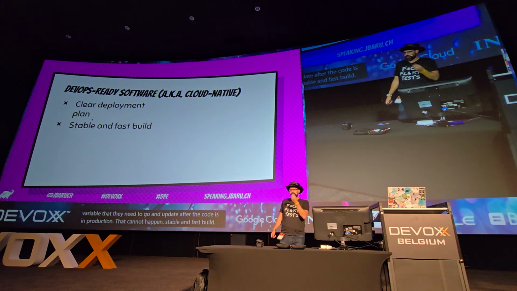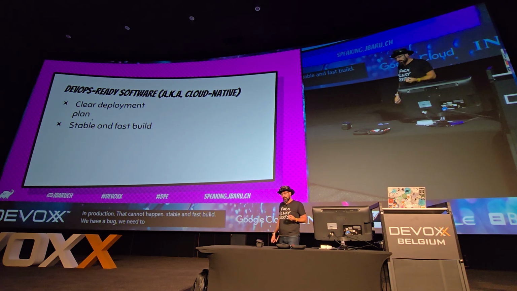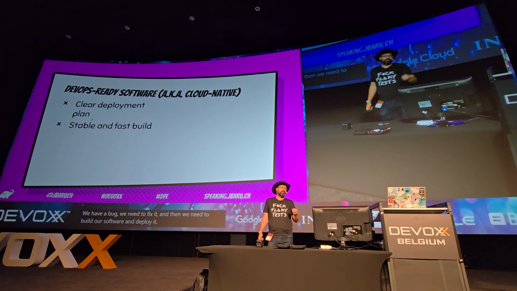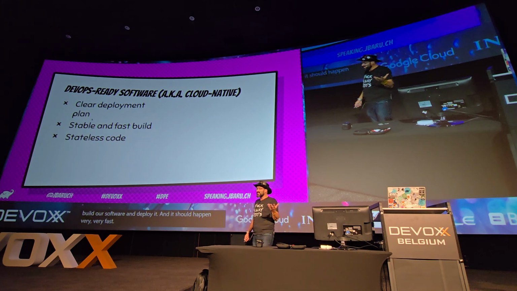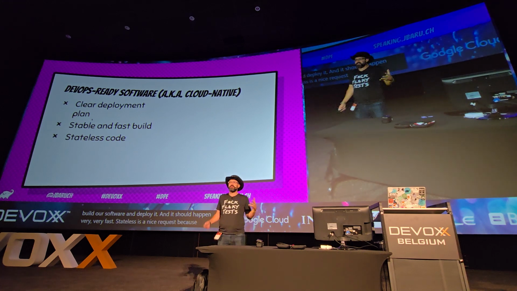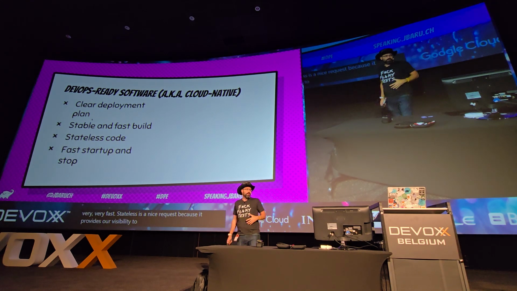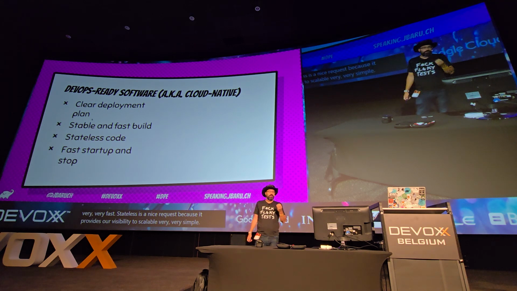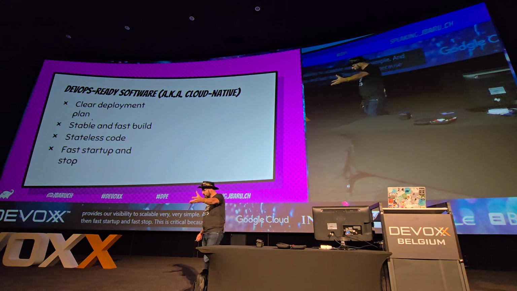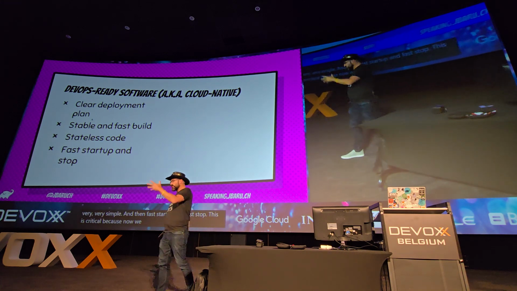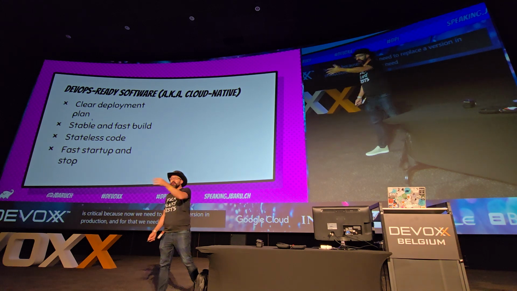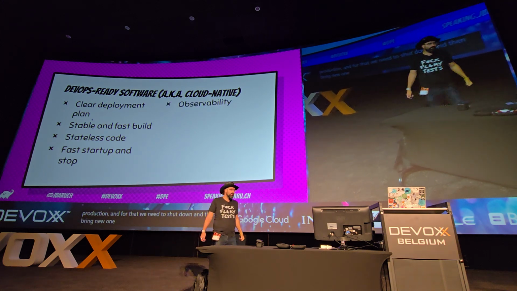We have a bug, we need to fix it, and then we need to build our software and deploy it. And it should happen very, very fast. Stateless is a nice requirement because it makes usability and scalability very, very simple. And then fast startup and fast stop. This is critical because now we need to replace a version in production, and for that we need to shut down and then bring the new one online as fast as possible.